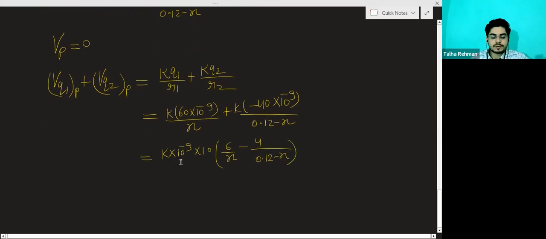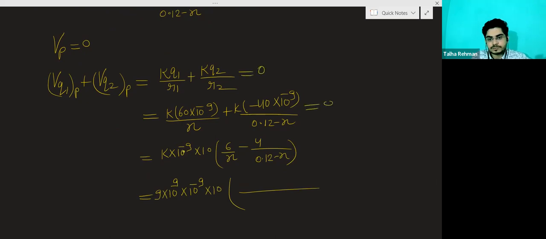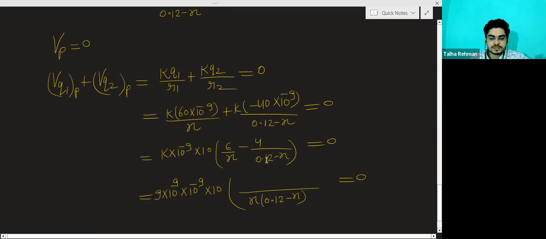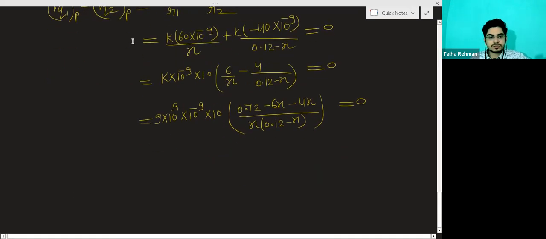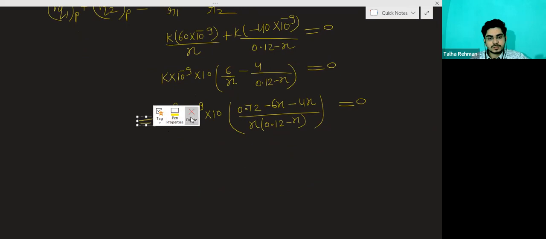Now, this K into 10 to the power 9 can be written as 9 into 10 to the power 9 multiplied by 10 to the power minus 9 multiplied by 10. Now, you can take LCM. And remember, this value is equal to 0. So, LCM will be x multiplied by 0.12 minus x. And you will multiply this 6 with this. So, it will become 0.72 minus 6x minus 4x. This all is equal to 0.